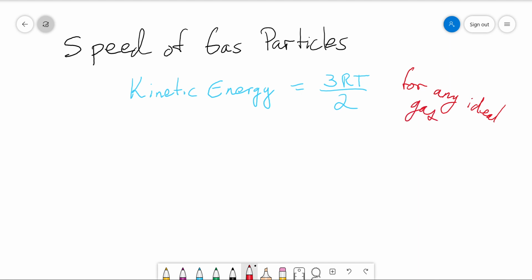Do you see anything in that equation? Kinetic energy is equal to 3RT over 2. Anything about the identity of the gas, the number of moles, anything like that? No. The kinetic energy is independent of the type of gas we're dealing with. It's only dependent on the temperature. That's the only variable, temperature. Maybe I should just write that. That's Kelvin temp.